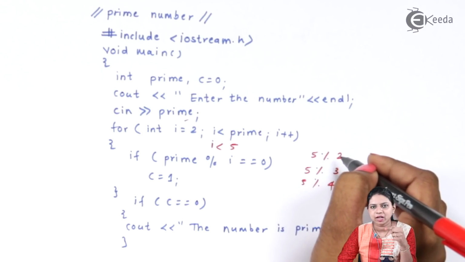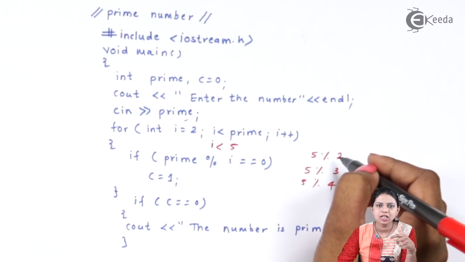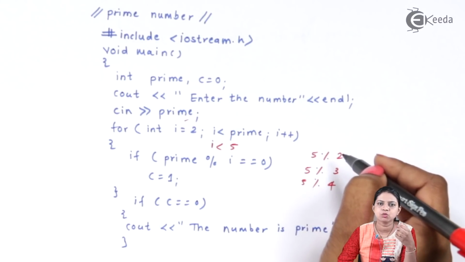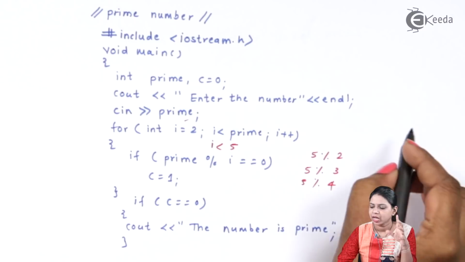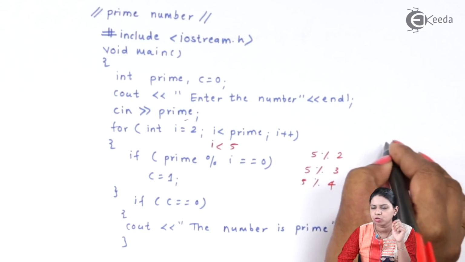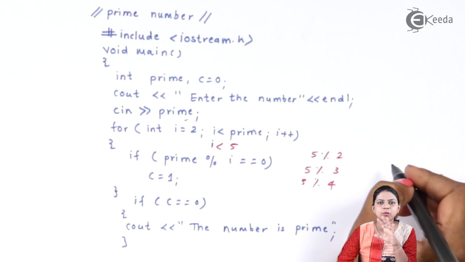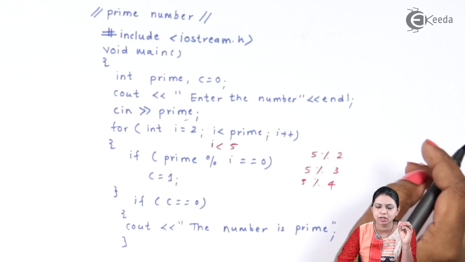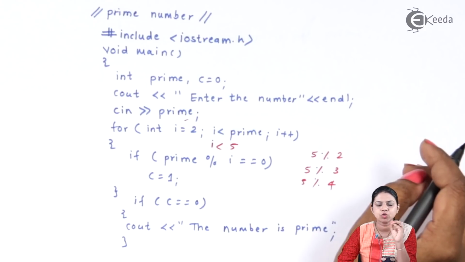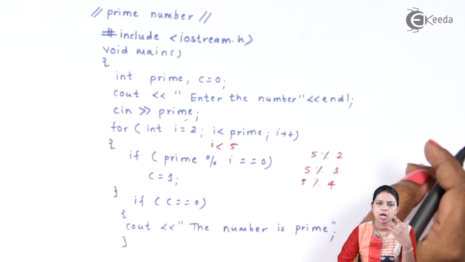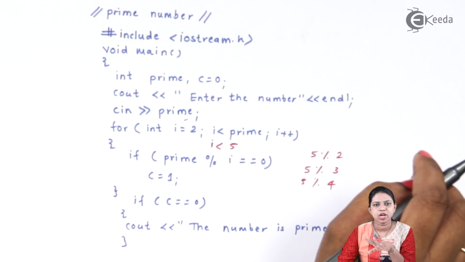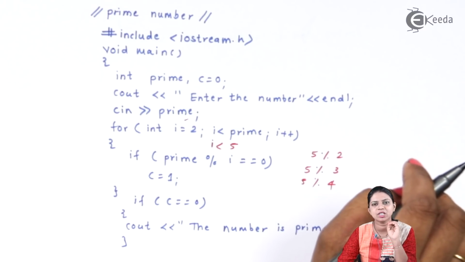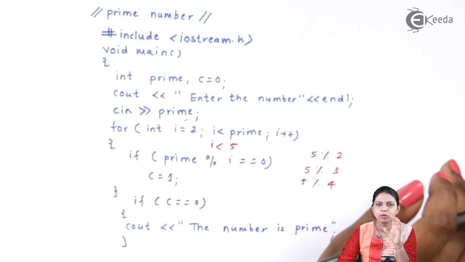So it means I tried dividing my 5 by every number till 5, and if it is not divided by any number, then I will consider my number as a prime number. For example, if I take another number, 7, I will try to divide my 7 by 2 to 6. If my 7 is not divided by any number in the range of 2 to 6, then I will treat my number 7 as a prime number. It means yes, 7 is divisible by only itself. So this is how we check whether the number is prime or not. I hope you have understood this program.